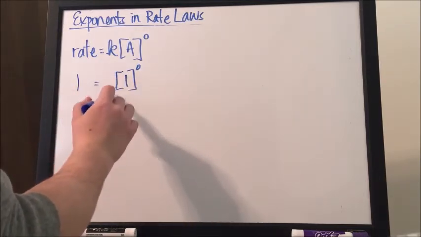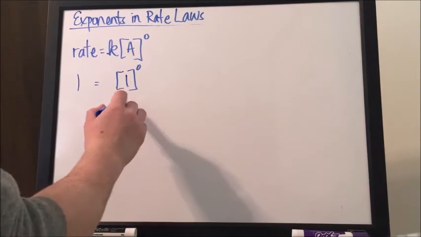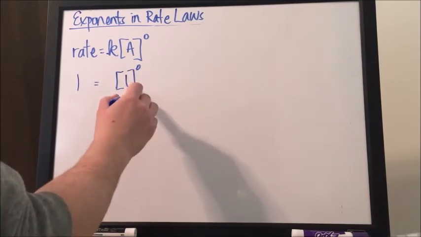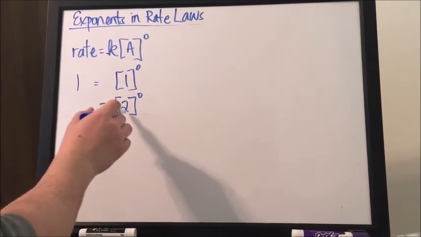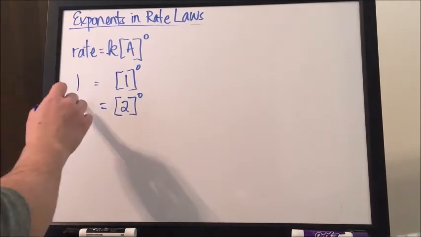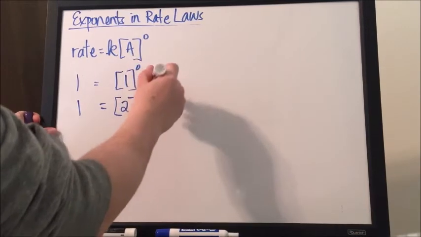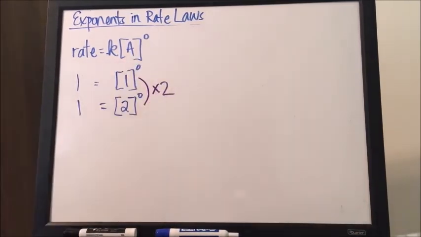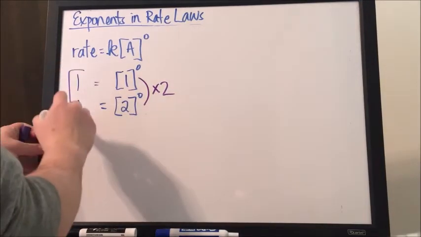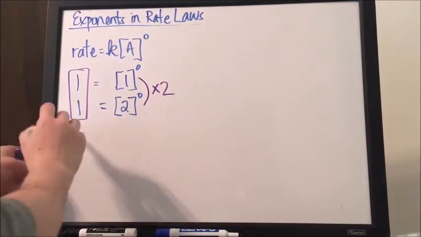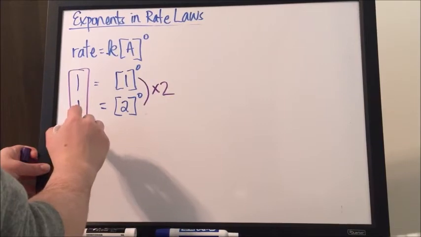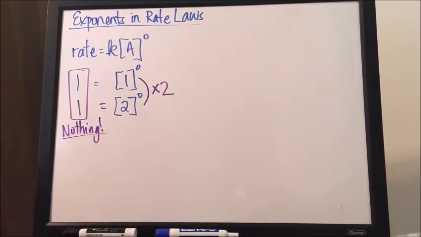So my concentration was 1. If we're going to double it, let's make it a 2. Remember, this doesn't change because that's what we're studying. Well, what's 2 to the 0? Conveniently, it's 1. So in this case, we tried to investigate this relationship by doubling the concentration, and look what happened to the rate. Nothing. There was no change in the rate.